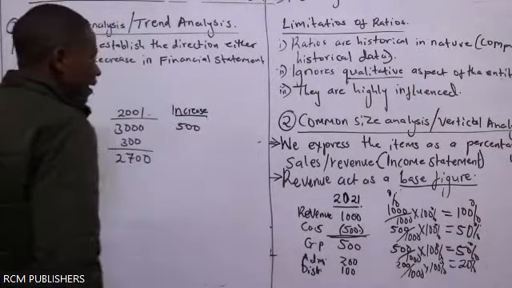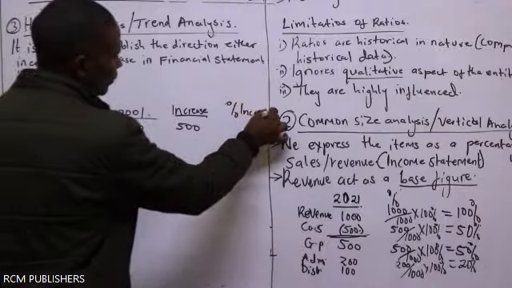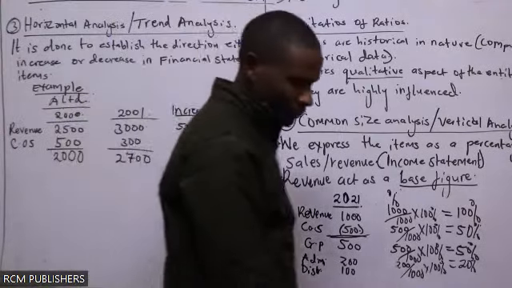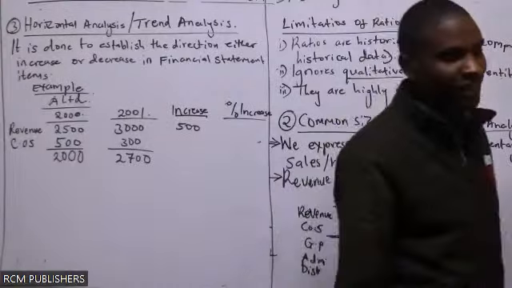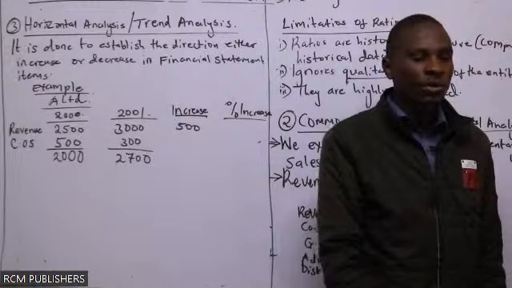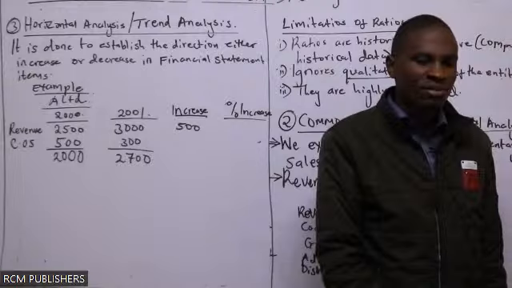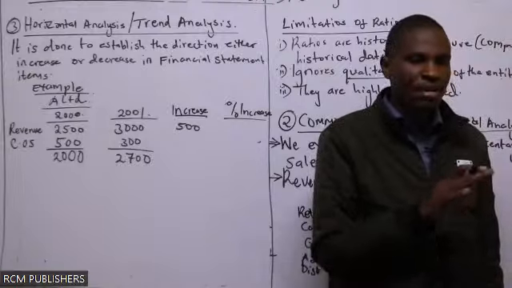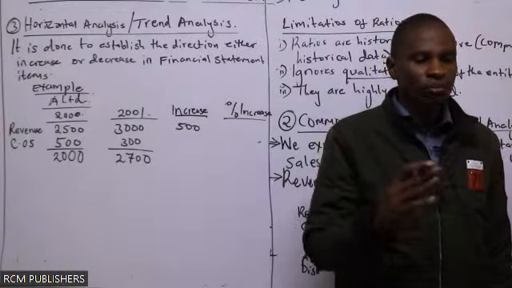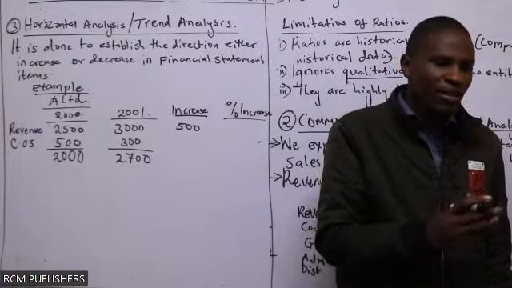What is the percentage increase? Can you compute for me? Percentage increase is computed using the previous year as the base year. So 2000 will be the base year. So percentage increase will be 500 divided by 2,500 times 100.